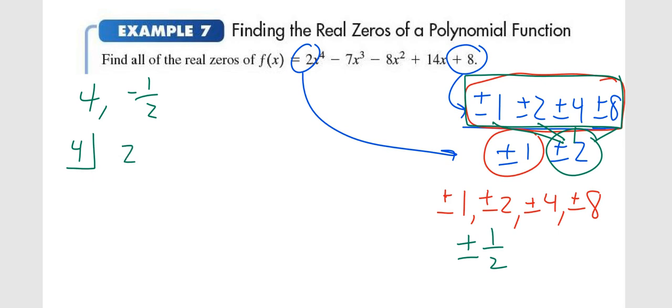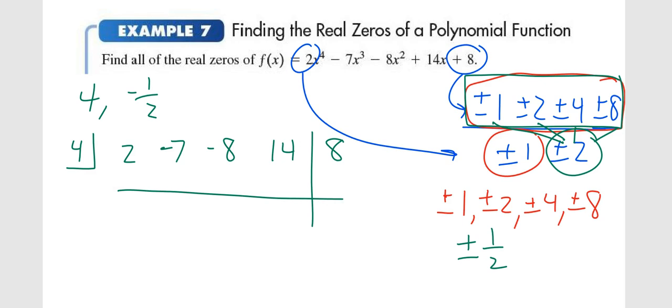We got a 2. Do I have any missing terms that I have to put in a 0 for? Yes or no? No. So I'm good. I just needed to check it in case that comes up, because that would be a showstopper right there. Okay, do your synthetic division. End up with a 0 for the remainder, otherwise we didn't do it right.